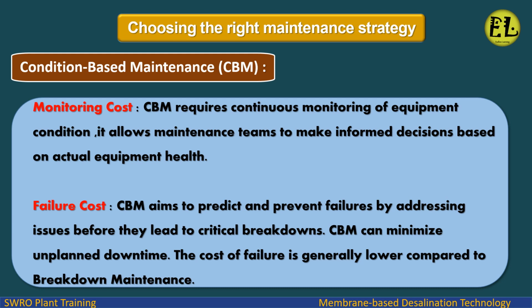Condition-based maintenance. Monitoring cost: CBM requires continuous monitoring of equipment condition. It allows maintenance teams to make informed decisions based on actual equipment health. Failure cost: CBM aims to predict and prevent failures by addressing issues before they lead to critical breakdowns. CBM can minimize unplanned downtime. The cost of failure is generally lower compared to breakdown maintenance.